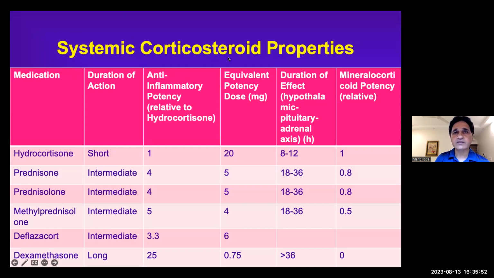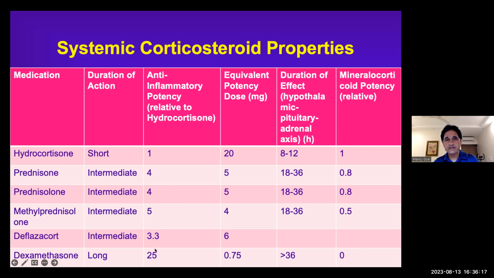So this is a list of systemic corticosteroids. Hydrocortisone is short-acting; prednisolone, methylprednisolone, and deflazacort are intermediate-acting; dexamethasone is long-acting. The anti-inflammatory potency is related to hydrocortisone. If we set the anti-inflammatory potency of hydrocortisone at 1, prednisolone is 4 times more potent than hydrocortisone, methylprednisolone is 5 times more potent, deflazacort 3.3 times, and dexamethasone 25.